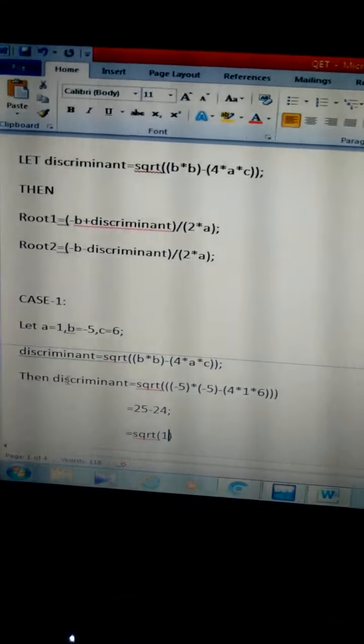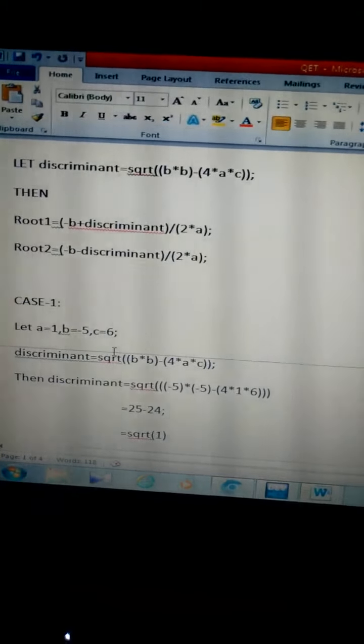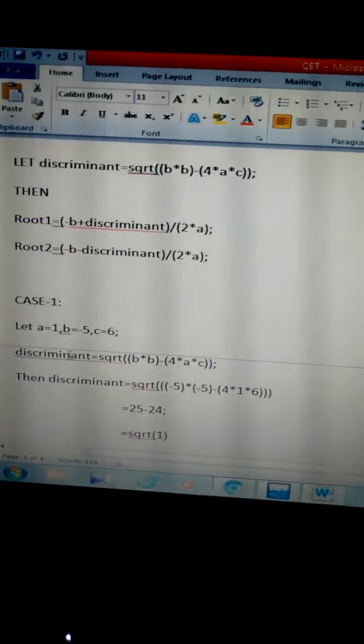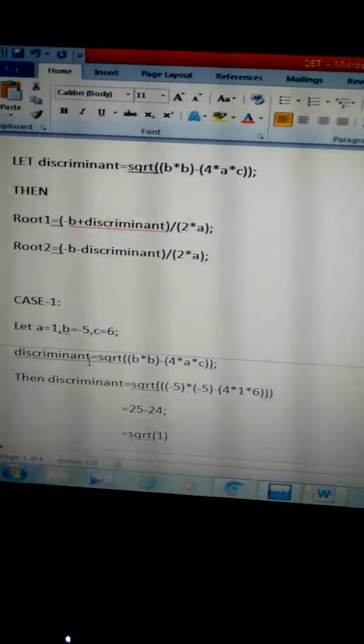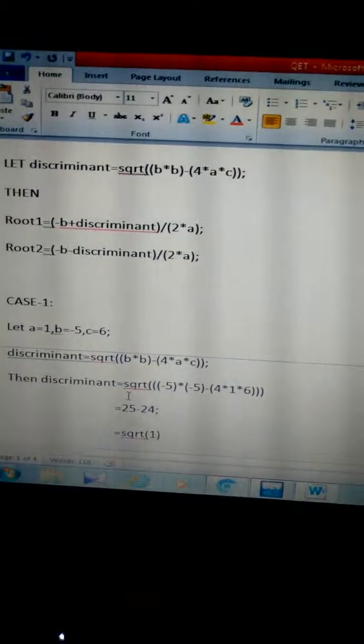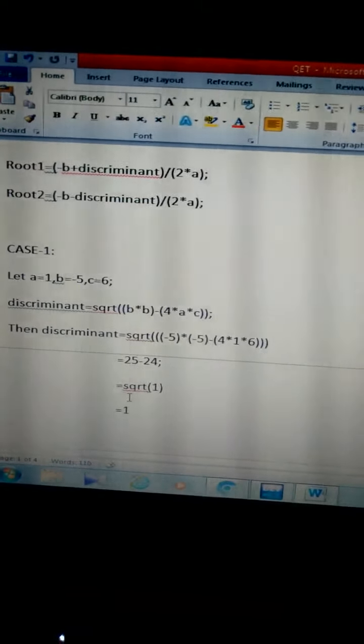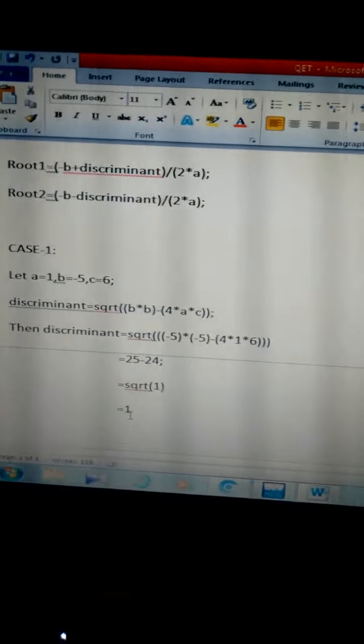Let the coefficients be 1, minus 5, 6. Then the discriminant value becomes, after substituting the coefficient values, square root of 1, which is equal to 1.